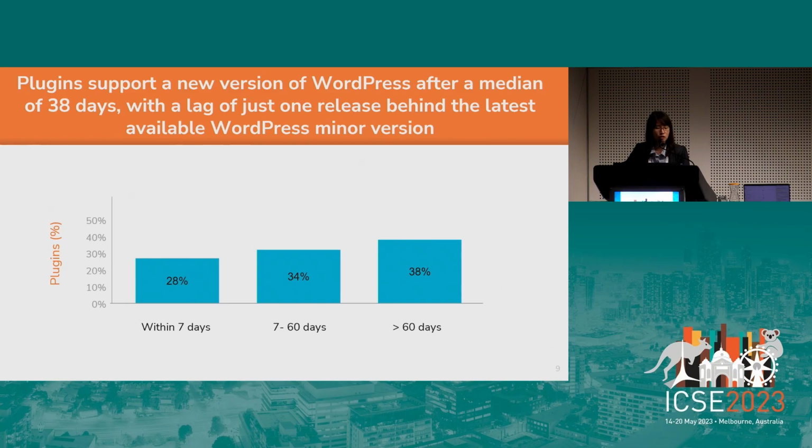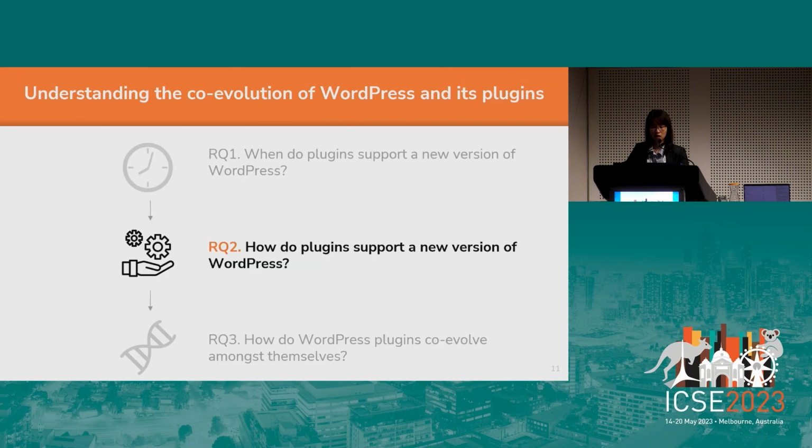But as we could see from this plot, actually 38% of the plugins release a support release after more than 2 months. And the median lag of 38 days actually is inconsistent even for the same plugin, which means one plugin might release a support release within 7 days after a new version, but sometimes they might release that after 2 months.